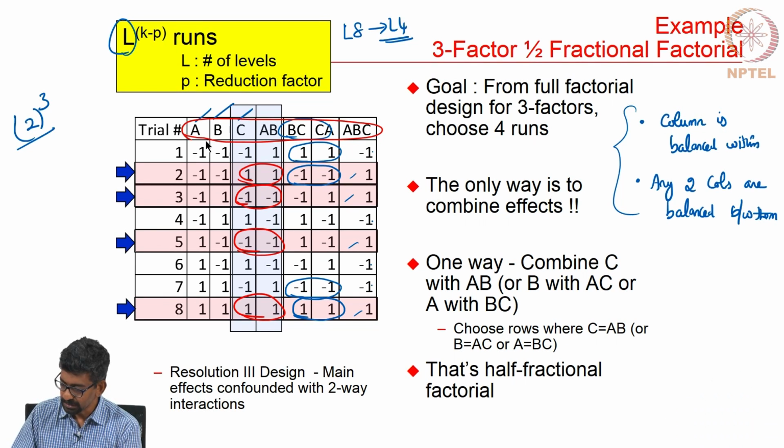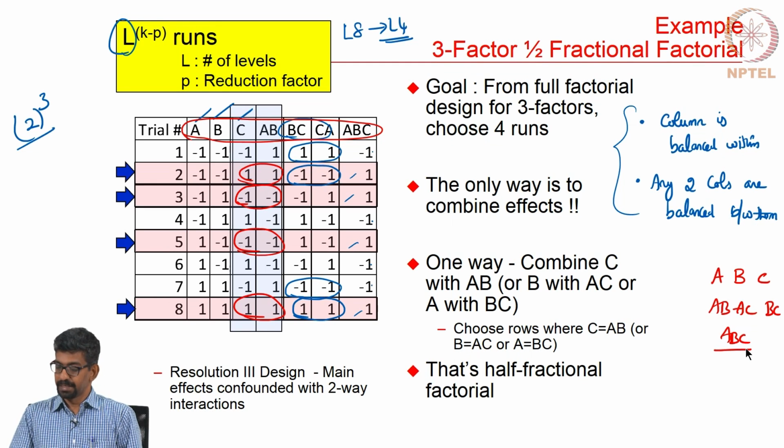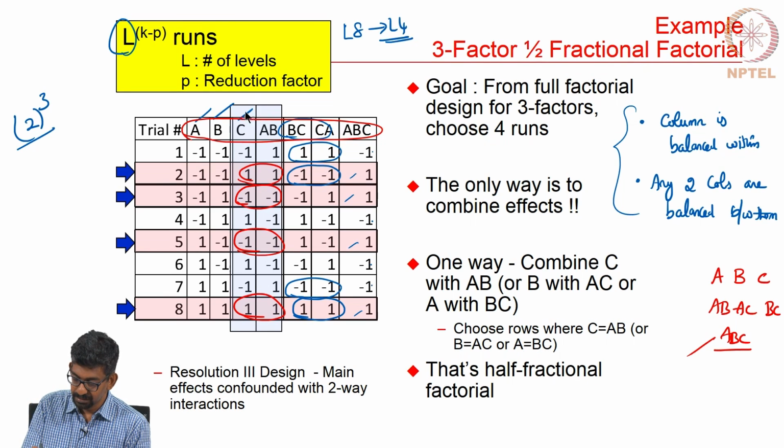One way that you can do is combine C with AB or B with AC, you can do anything, because you remember what we spoke about: A, B, C, AB, AC, BC and then ABC. So, first thing is I might want to topple this ABC. How can I do that? I can combine C and AB, that is ABC, or I can do A and BC. So, you can look at that.